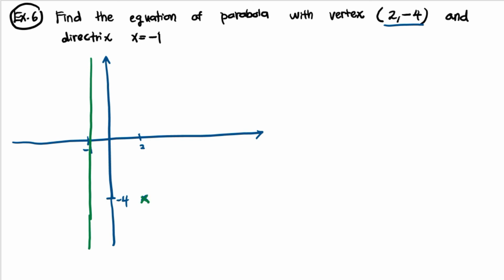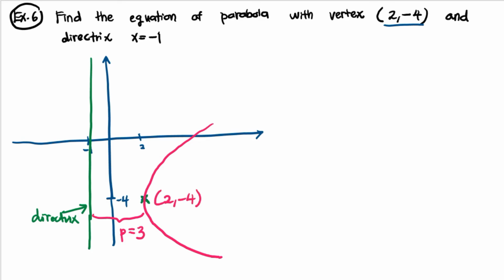Of course, when we have the vertex here, and this is the directrix, our shape of the parabola will be something like this. You should measure the distance from the directrix to the vertex, which is given by p, which is 2 minus negative 1, so 3. So this is (2, negative 4).